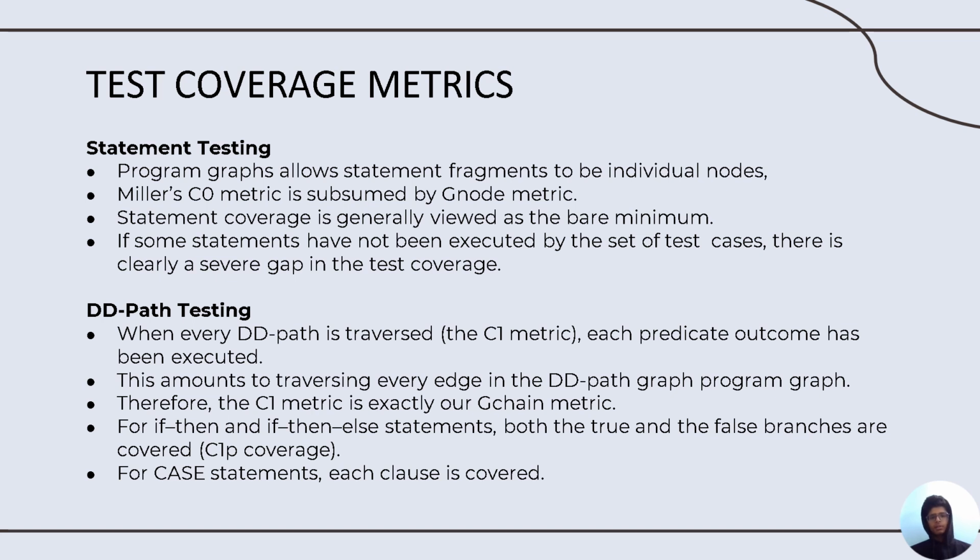DD path testing. When every DD path is traversed, each predicate outcome has been executed. This amounts to traversing every edge in the DD path graph of the program graph. Therefore, the C1 metric is exactly the C-branch metric for if-then and if-then-else statements. So both the true and the false branches are covered. For case statements, each clause is covered.